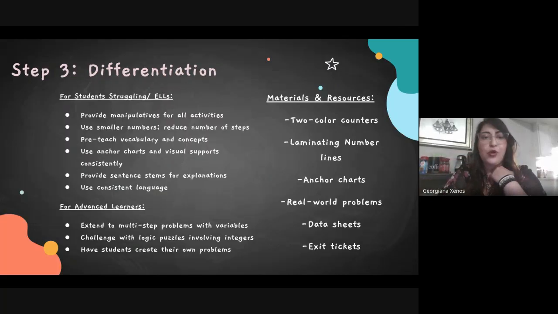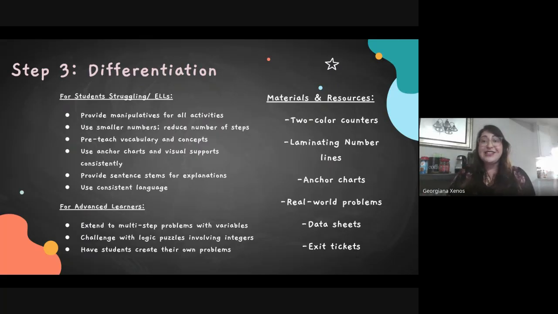So I'm not going to spend a whole lot of time on this, but providing manipulatives for all the activities, using smaller numbers or reducing the number of steps based on the ability of your students. You know them best. So if you're noticing Timothy over here is not getting the problem right, take into consideration, okay, maybe I need to use smaller numbers to really build the pattern understanding and observation before introducing larger numbers, or reducing the number of steps.